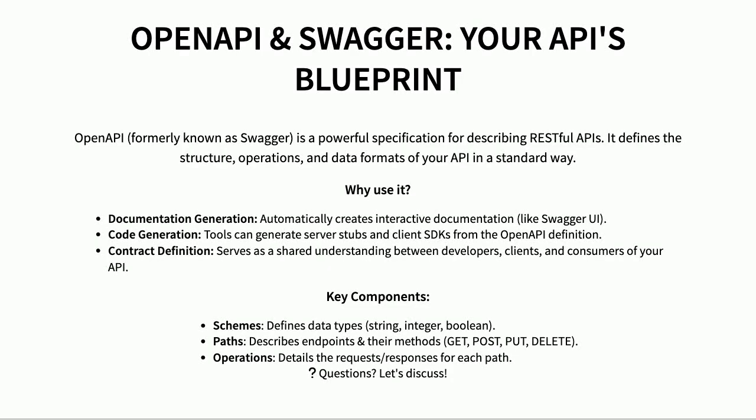Let's talk about OpenAPI, also known as Swagger. Think of it like a detailed blueprint for your API. It describes exactly how all the parts work together, what data is involved, what requests you can make, and what responses you'll get back. Using an OpenAPI definition helps us automatically create fantastic documentation that's easy to use, and even generate code to help build our API more quickly. It also ensures everyone on the team has a clear understanding of how the API should work.